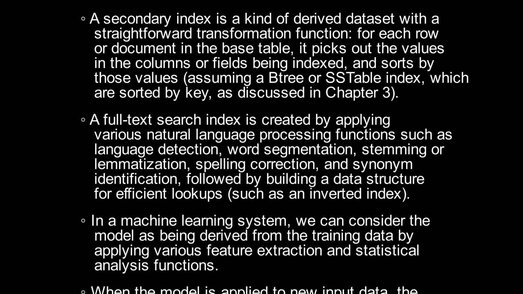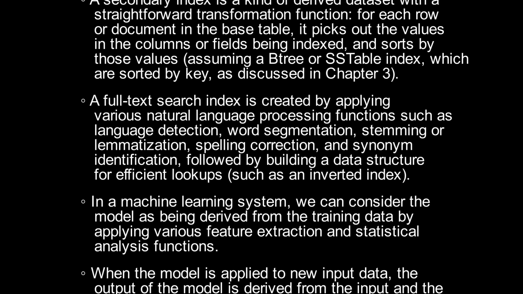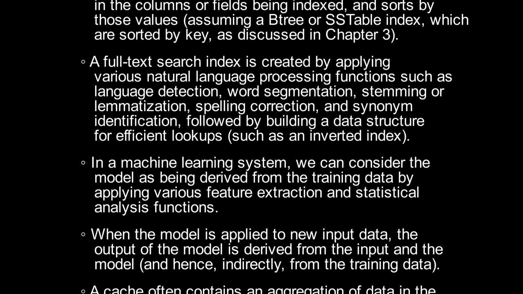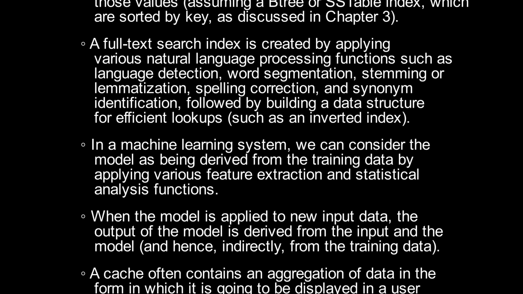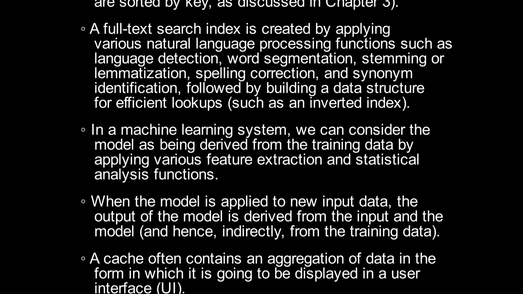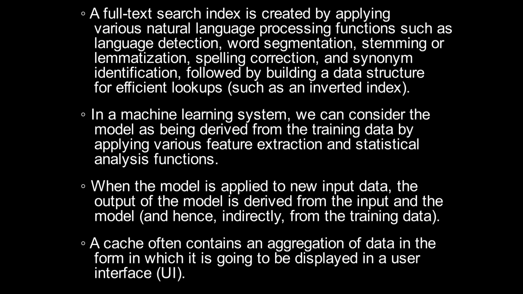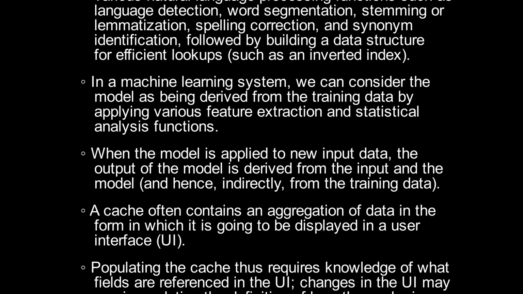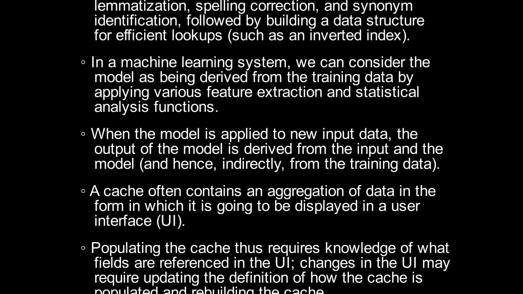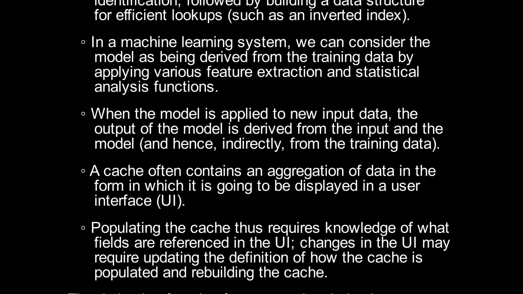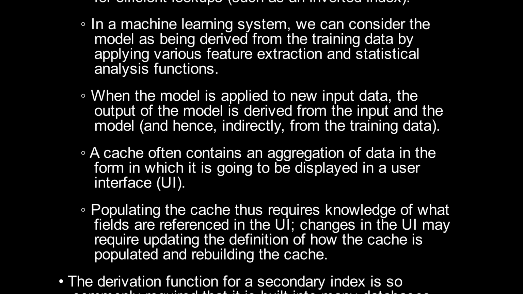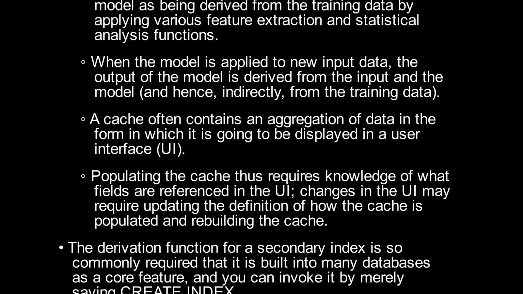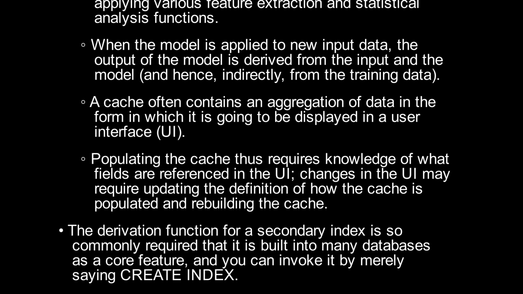In a machine learning system, we can consider the model as being derived from the training data by applying various feature extraction and statistical analysis functions. When the model is applied to new input data, the output of a model is derived from the input and the model, and hence, indirectly, from the training data. A cache often contains an aggregation of data in the form in which it is going to be displayed in a user interface (UI). Populating the cache thus requires knowledge of what fields are referenced in the UI. Changes in the UI may require updating the definition of how the cache is populated and rebuilding the cache.